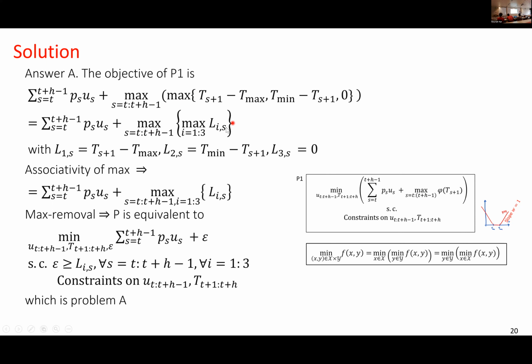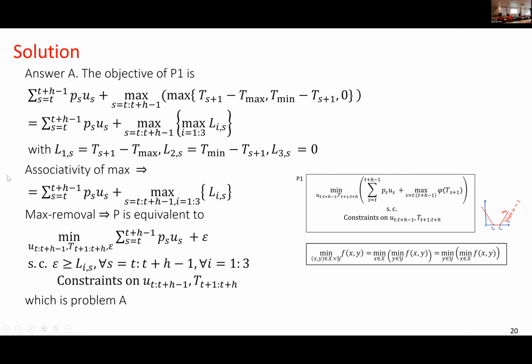I give a name to each of those. I call it L_i^s. So L_1^s is this one, L_2^s is that one, L_3^s is this one, which is 0. We recognize here a max of max. Now, because we know max is associative, we can change the order. So it's the same as the global max. So it's the max over all indices s and all indices i. Whatever branch I take in this family of expressions, I need just to take the max of this.